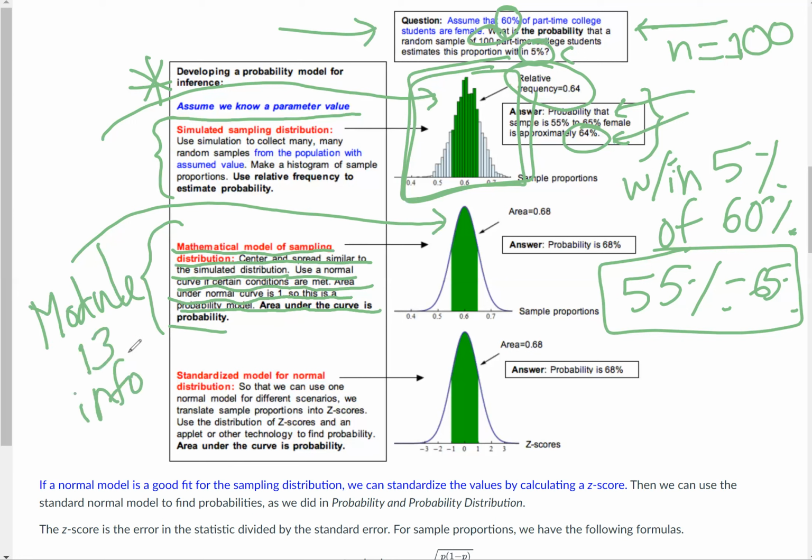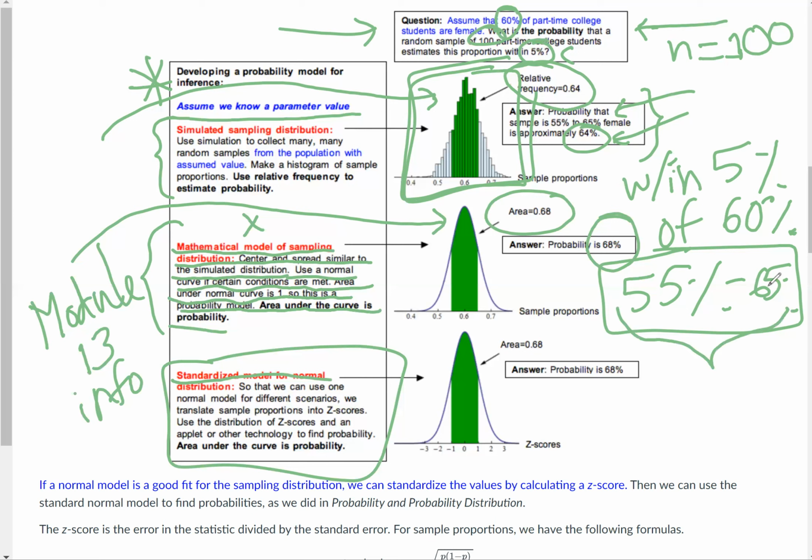Standardized model for normal distribution. Oh, sorry, I forgot to mention. Here we were talking about a mathematical model that someone came up with. They came up with the area under the curve of 0.68, so a 68% probability that your sample values will fall between 55 and 65, which is pretty close to what we saw when someone did the sampling.